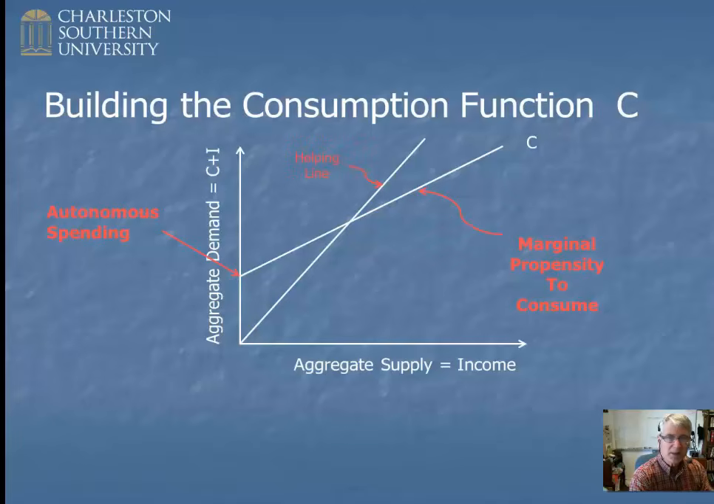Now, if you put in this line, it has a silly name called the helping line. The helping line is just a 45-degree line that passes through the origin, and it doesn't have much of a function for the consumption function, but it becomes very important later when we get to equilibrium income. So you'll see later why that's important. So we draw the helping line.